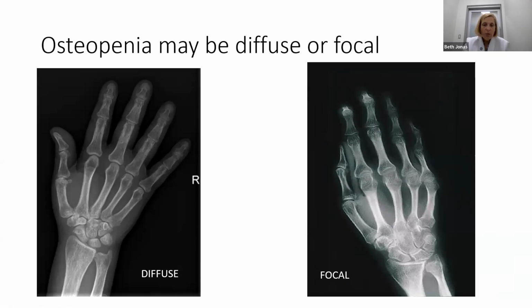So patients with rheumatoid arthritis or kids with JIA or other forms of inflammatory arthritis may have this focal osteopenia. And that may be a clue to you, if you don't have any other clues, that there's inflammation at those joints, and you're going to need to be on the lookout for erosive disease and further progression.